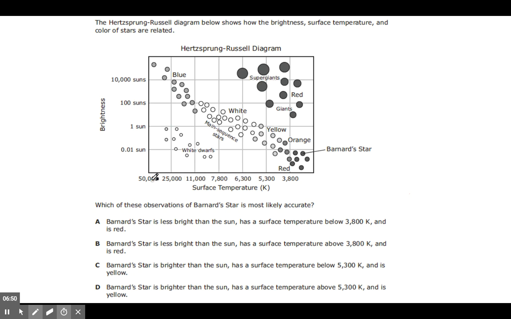Okay, let's read our question. Which of these observations of Barnard's star is most likely accurate? First we have to find Barnard's star, and it's right here. I'm just going to color it yellow.